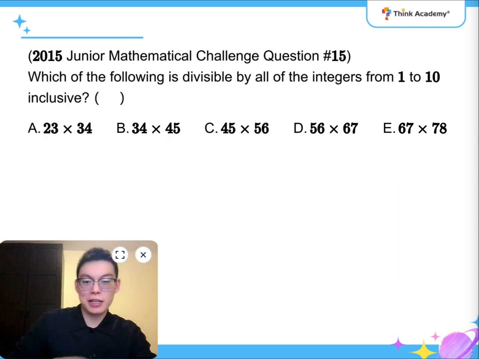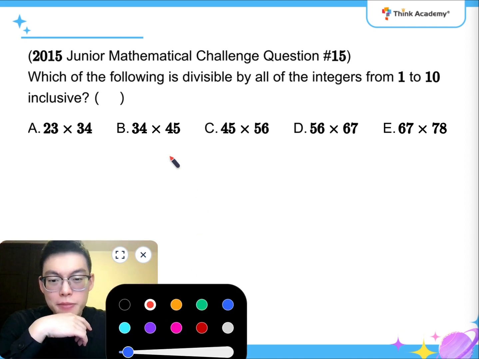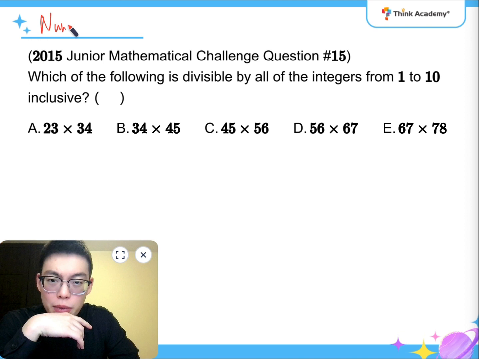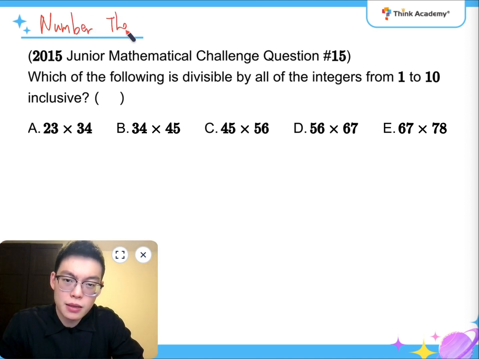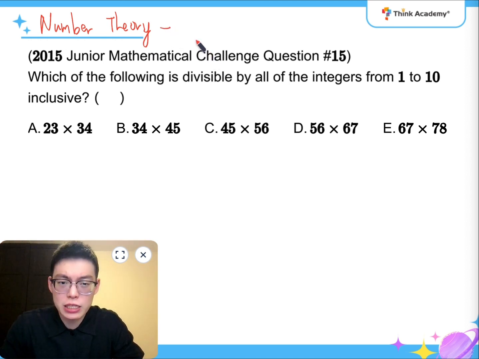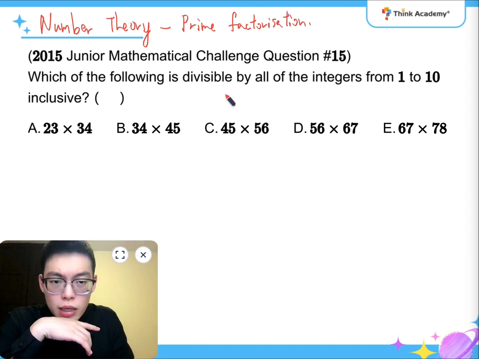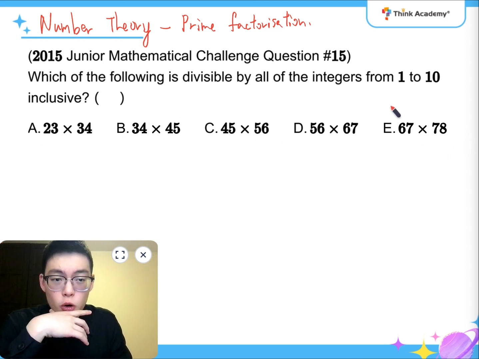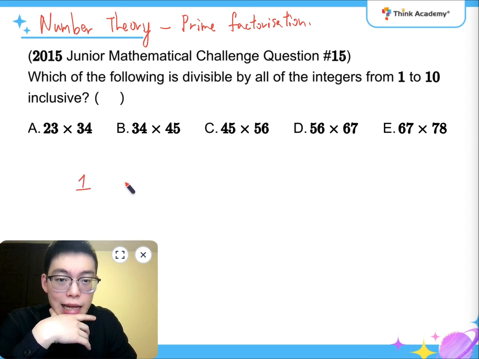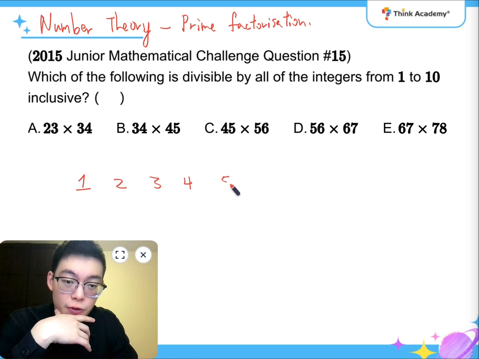So the last one for the first half of this paper, it's again a number theory question. And you can say that it's about prime factorization or it's about factors, whichever you want, okay? But I would say that it's more related to prime factorization. First of all, I need to know if any of them is divisible by all the integers from 1 to 10. So it means that it has to be a multiple of 1, 2, 3, 4, 5, 6, 7, 8, 9, 10.